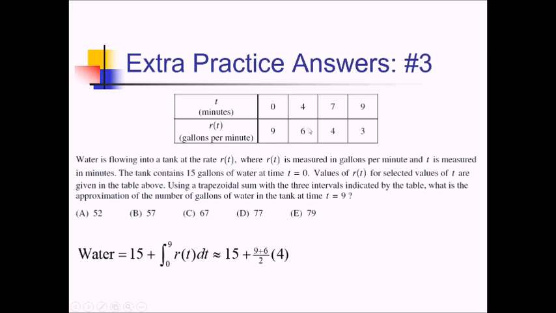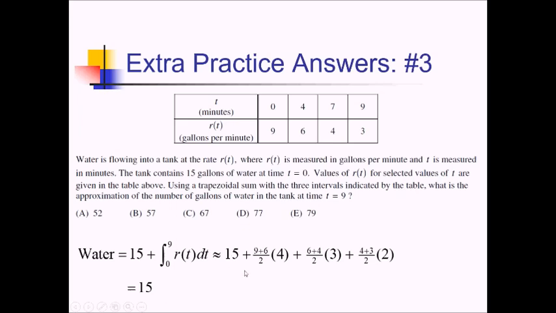For the next trapezoid, we have 6 plus 4 over 2 times a height of 3. And then we have 4 plus 3 over 2 times a height of 2. This is a no calculator problem, and we have to actually simplify this to get one of our answer choices. So let's keep going. 15 is still 15.